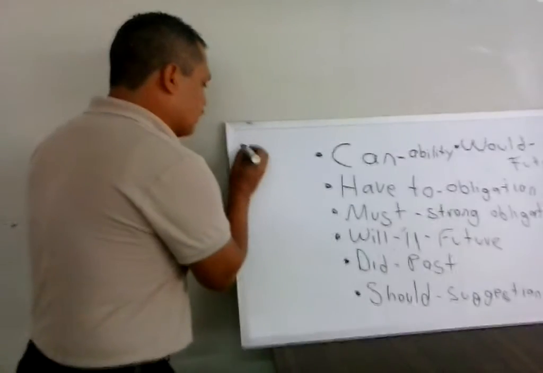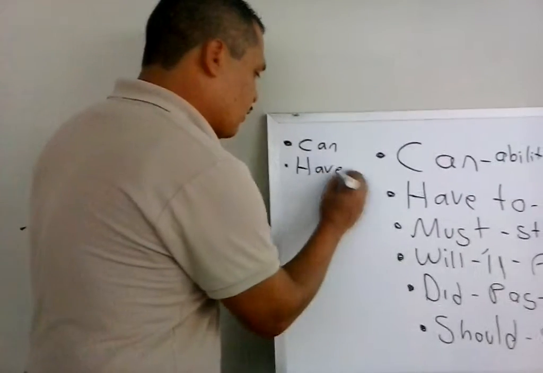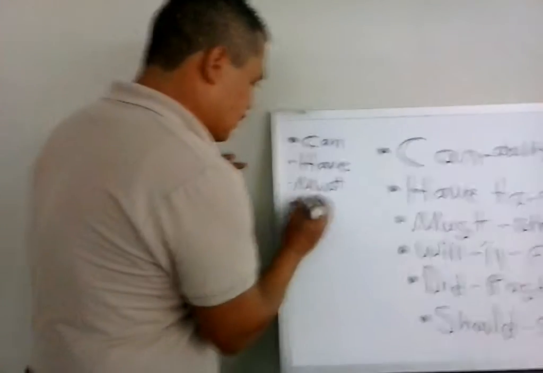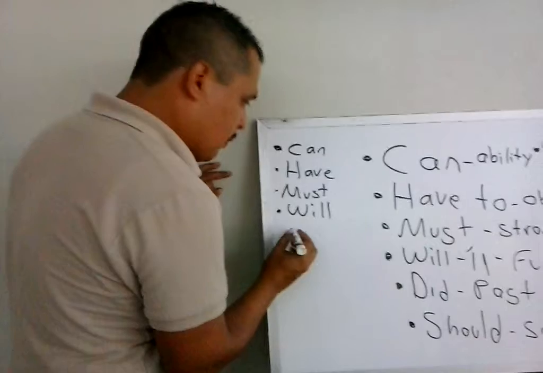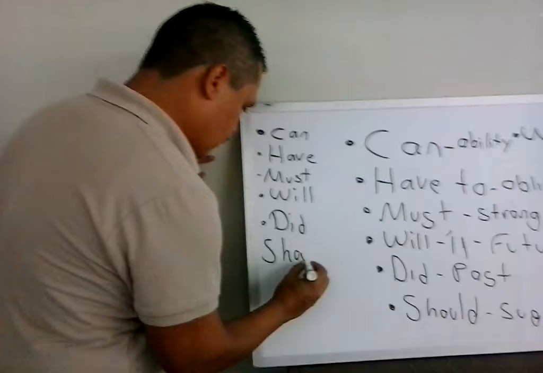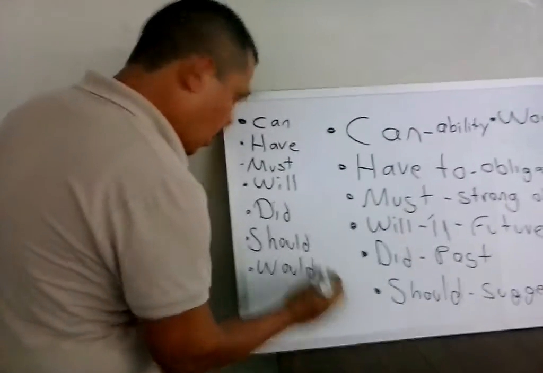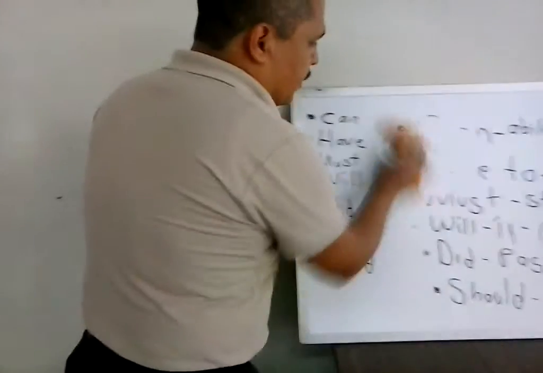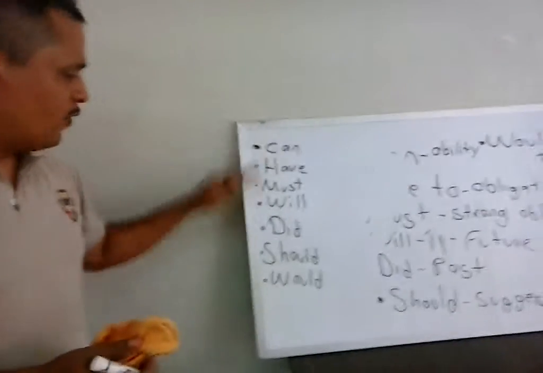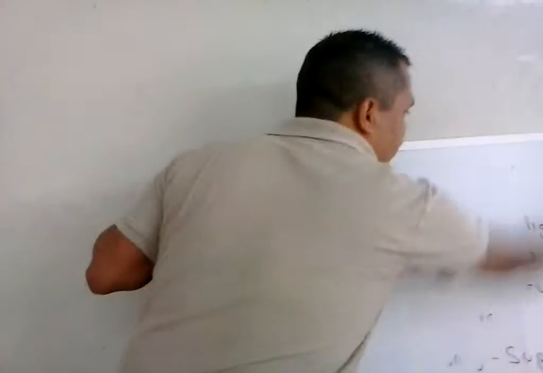Let's write on this part. We have can, must, will, did, should, and would. And then there is a general form for working with these auxiliaries. The form is easy to use and easy to understand.